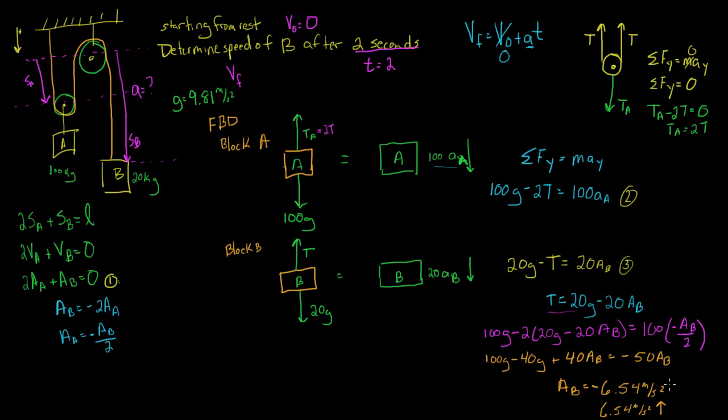And this is all we really need to figure out a final velocity. So by using this equation, the final velocity is equal to this acceleration, so minus 6.54 times 2, because this is the 2 seconds, so the speed after 2 seconds. And this final velocity is equal to minus 13.1 meters per second. Again, this negative sign means it is going in our opposite direction, so it's moving up. So it's really going 13.1 meters per second in the upward direction.